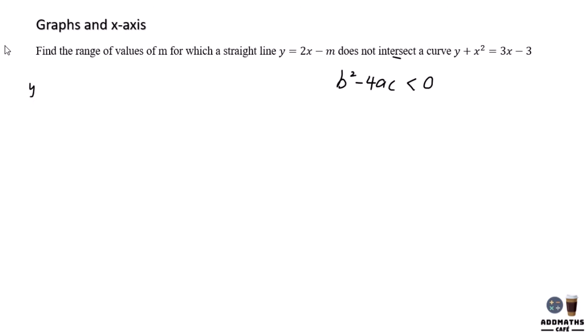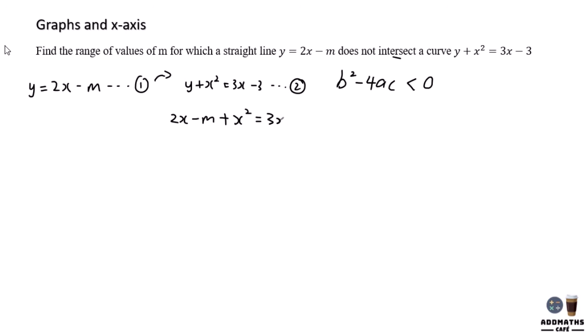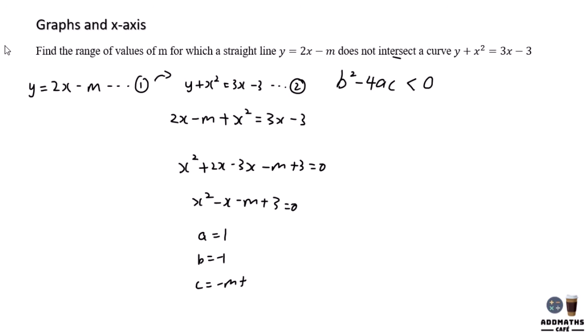So in this case, we have this equation, we make it equal to 1 and apply into the 2, which is y plus x squared equal to 3x minus 3, and we take this as 2. So we know that 2x minus m plus x squared equal to 3x minus 3. So this is not a general form. Make it a general form. So x squared minus x minus m plus 3 equal to 0, and your a will be 1, b is negative 1, c is negative m plus 3.